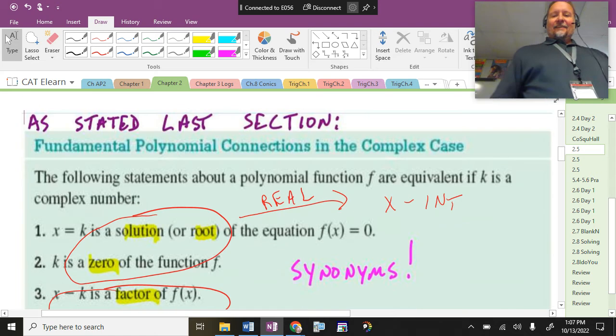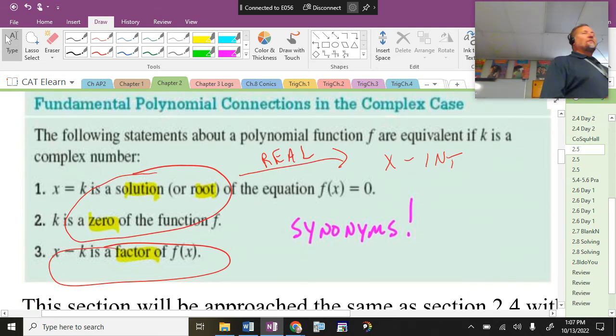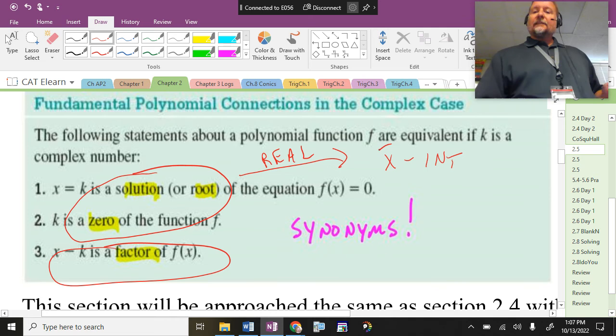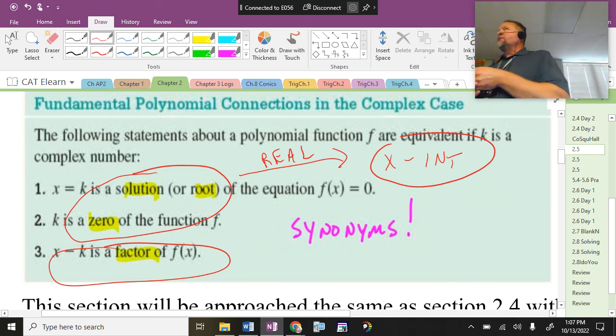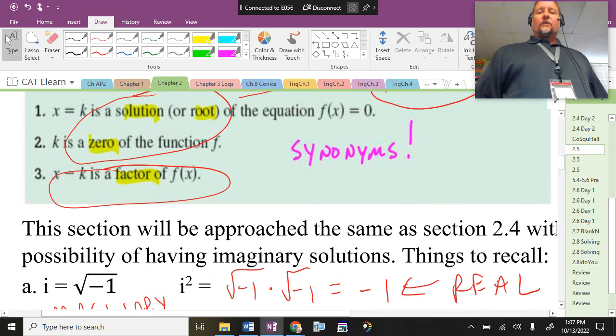Okay. And then I showed you this yesterday. We don't have to write this again. Synonyms for these things: a solution or a root is also a zero, another name for it, and it turns into a factor. And for a graph, it's an x-intercept. Okay, so all these things are related. Things have little differences in each case, but that's what goes on there.